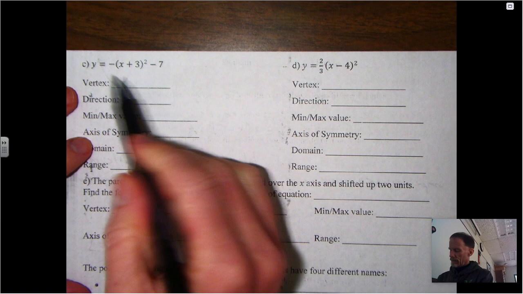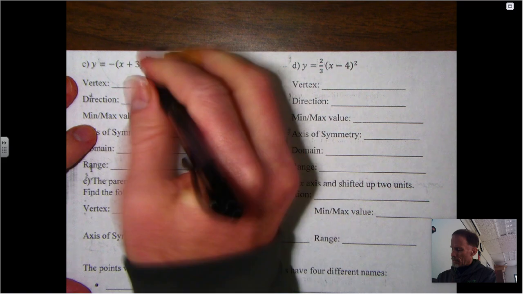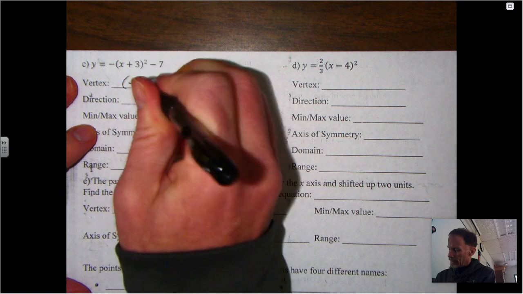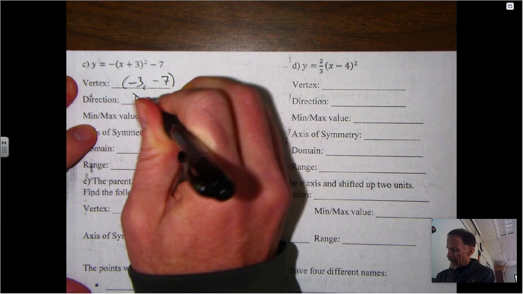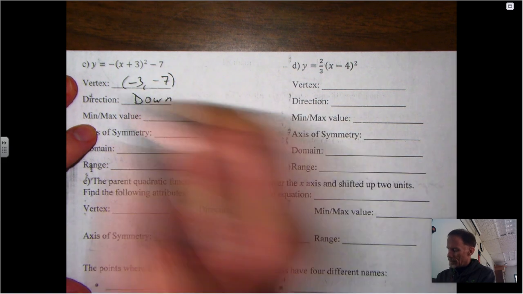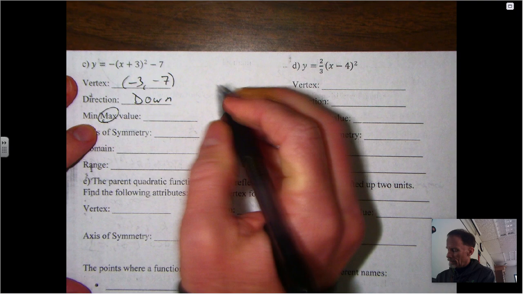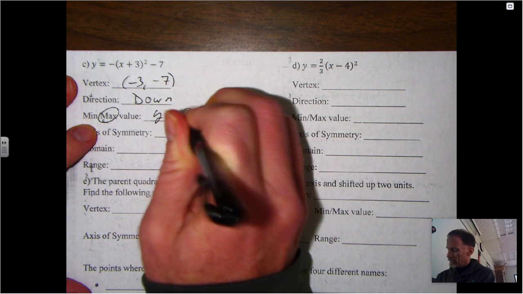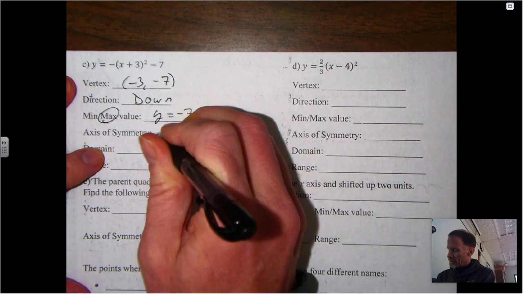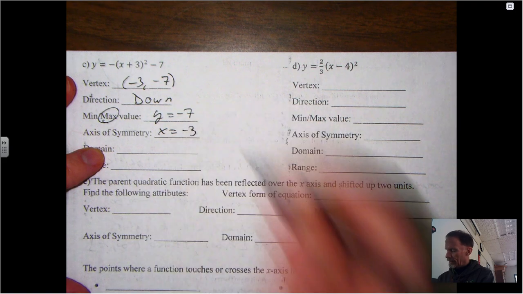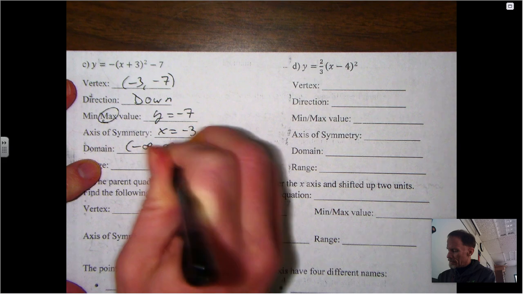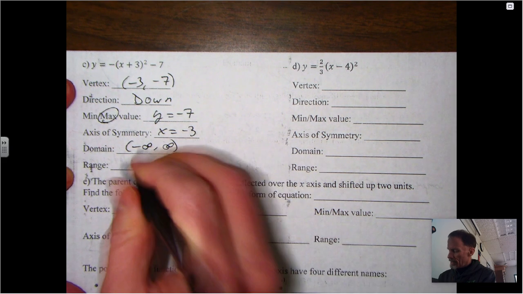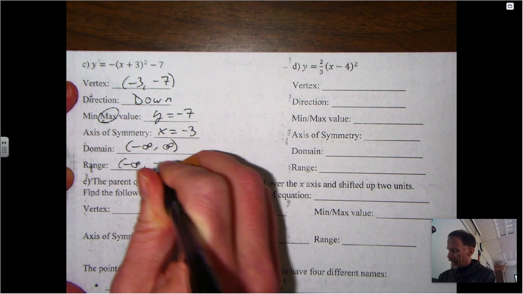All right, letter C, let's check your answers. So vertex, negative 3, negative 7. It's opening down because of the negative in front. So it's a maximum value at y equals negative 7. Axis of symmetry, x equals negative 3. Domain, always the same. Range, negative infinity to negative 7.